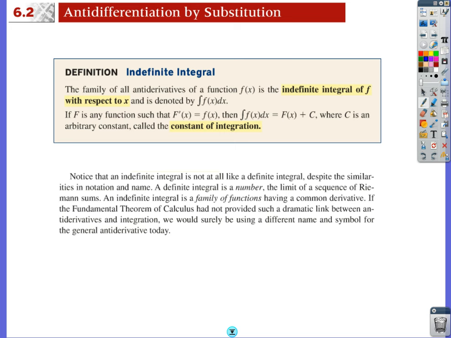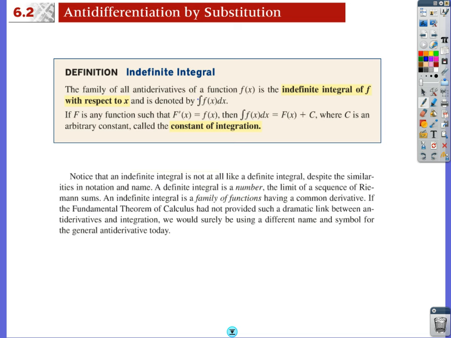But first we're going to introduce you to something called the indefinite integral. All right, the indefinite integral is the family of all antiderivatives of a function. It's denoted by this. Notice how this is different than the definite integral. The definite integral had limits of integration to it. This one has no numbers that go with it.